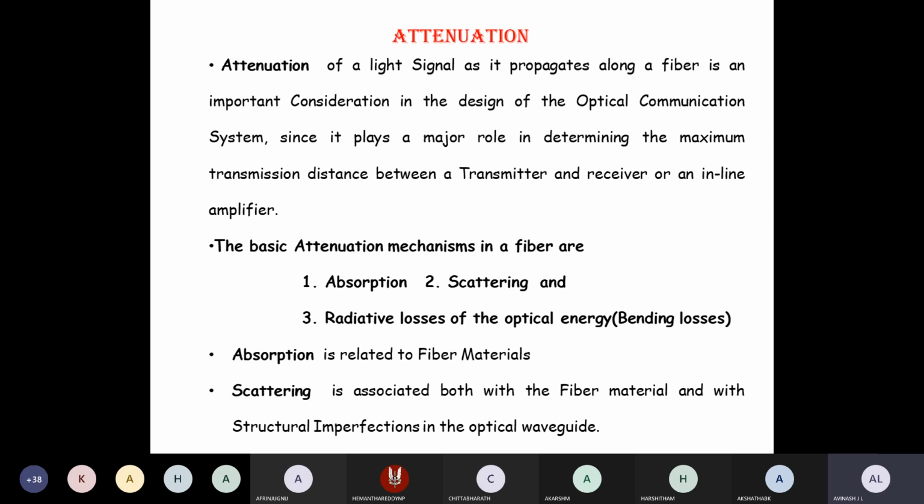So in optical fibers also, when the light is traveling, a small amount of the light's energy will be absorbed by the fiber itself. That is called absorption. Okay, the second part.